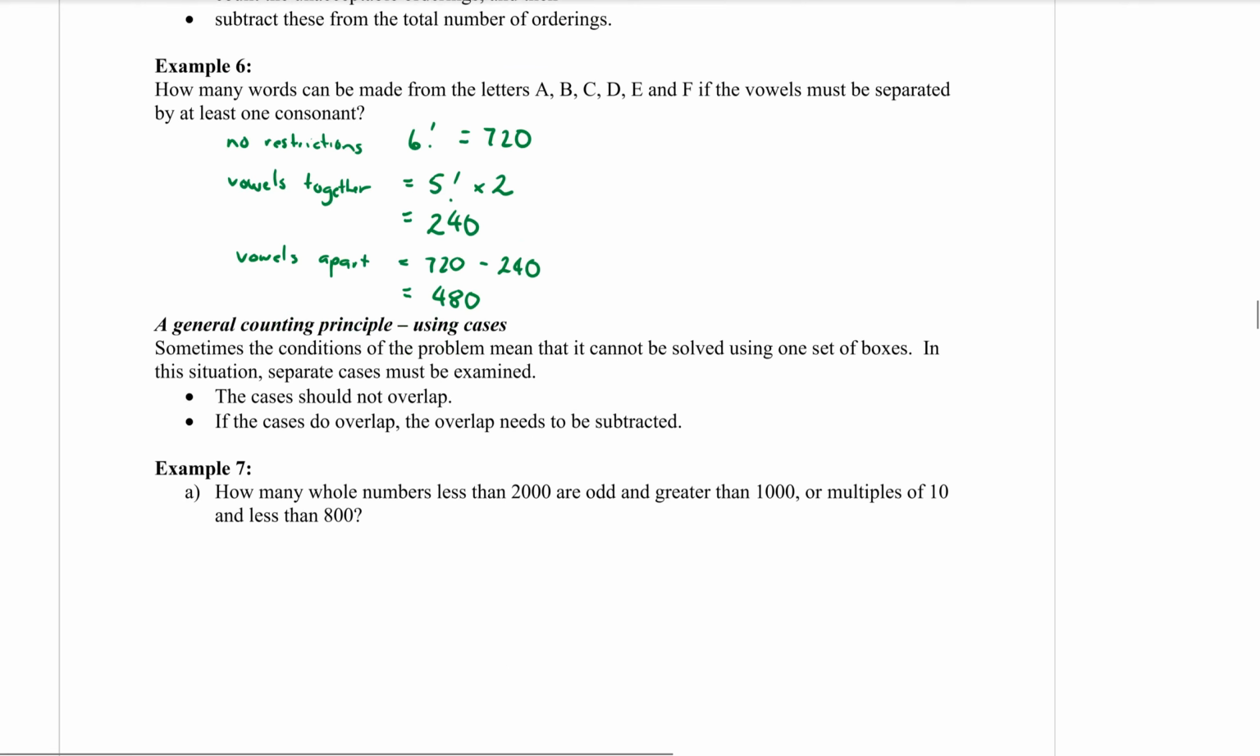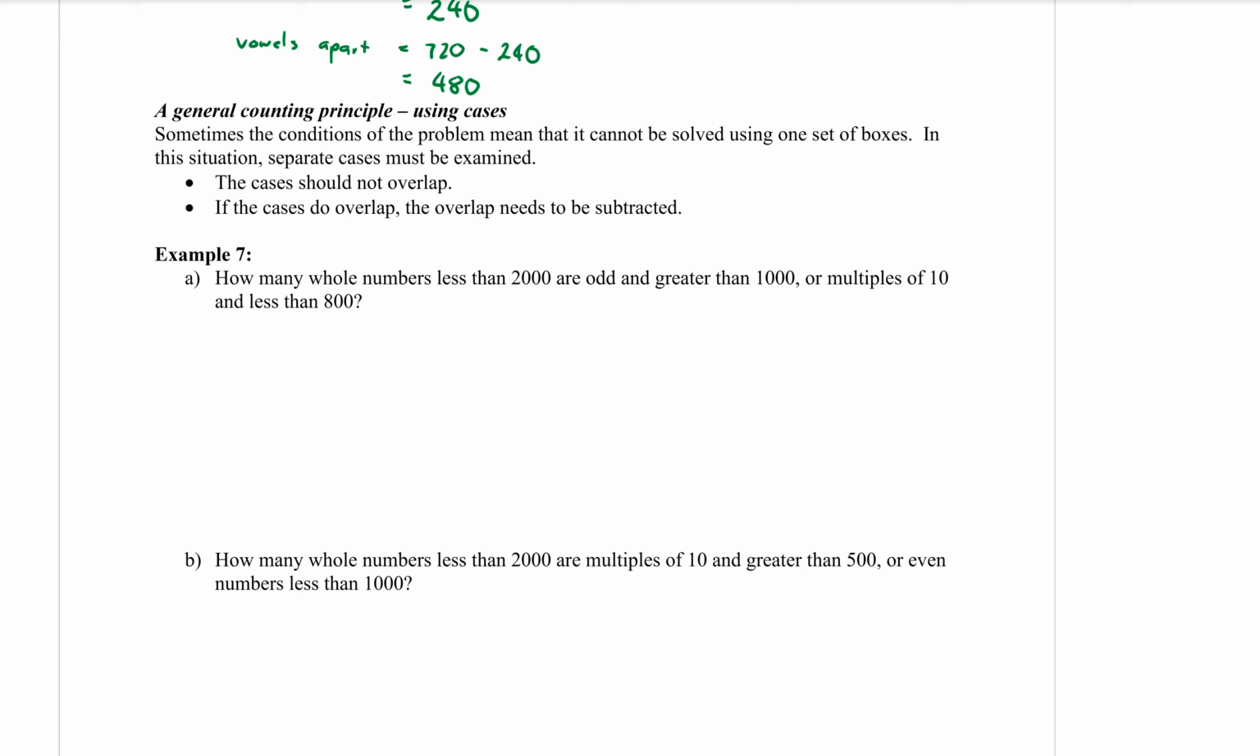Next one, and this can be a bit of work sometimes this one. A general counting principle using cases. Sometimes we can't use the complement. Sometimes we just have to work out all the different options and add them together. So you have to make sure, first of all, that your cases don't overlap. There can't be things that you're counting twice. And if they do have an overlap, you're going to have to subtract off that overlap, aren't you?